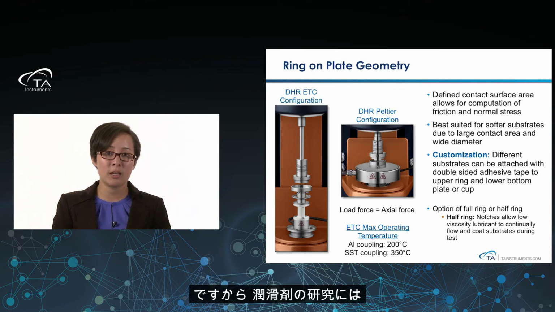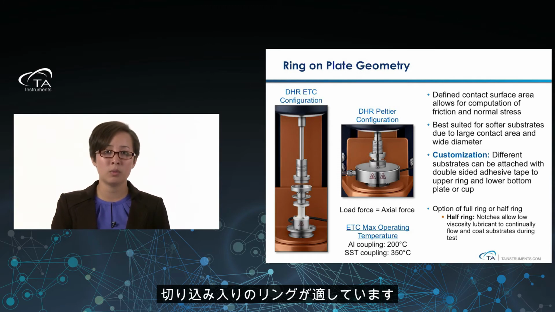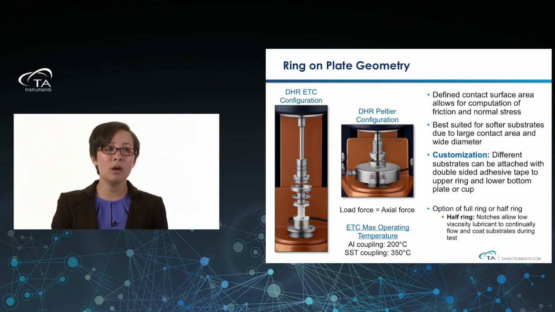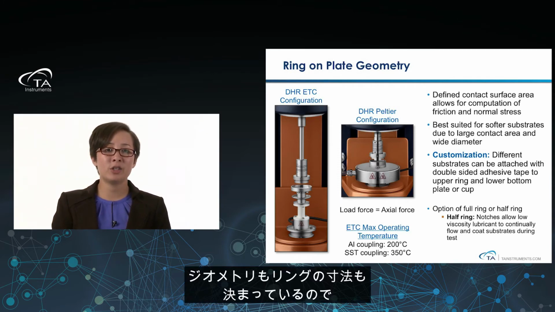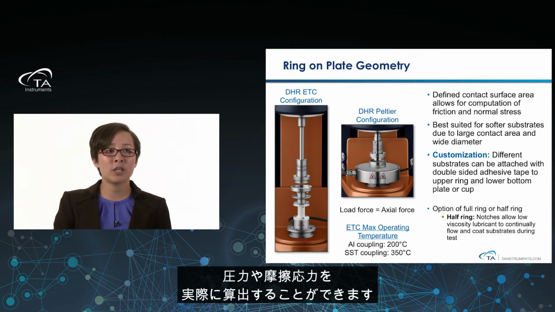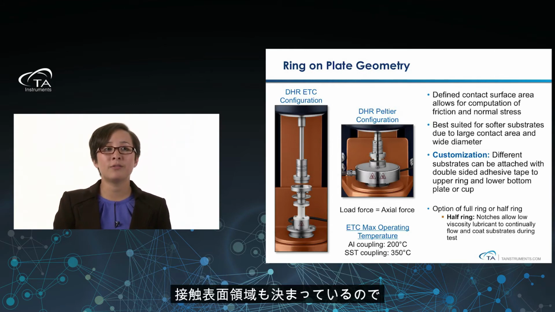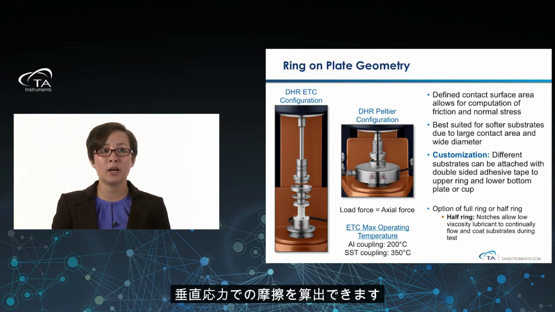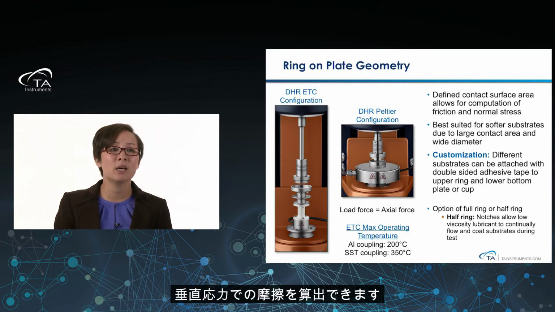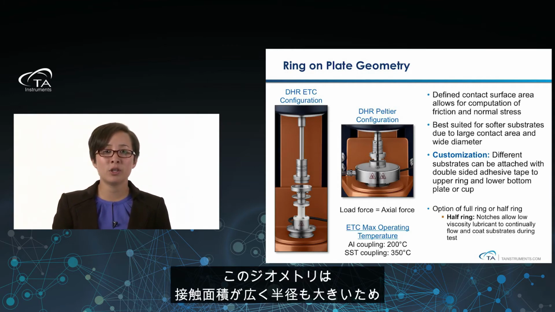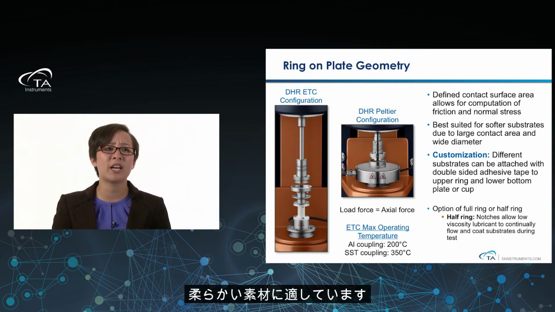So if you're studying anything with lubricants, the notched ring's really the way to go. Because we have a defined geometry, or defined dimensions of this ring, we can actually calculate out the frictional stress. So again, there's the defined contact surface area, so you can calculate friction and normal stresses. And this geometry is really best suited for softer substrates because of this large contact area and the wide diameter. It's just a little bit easier to control.